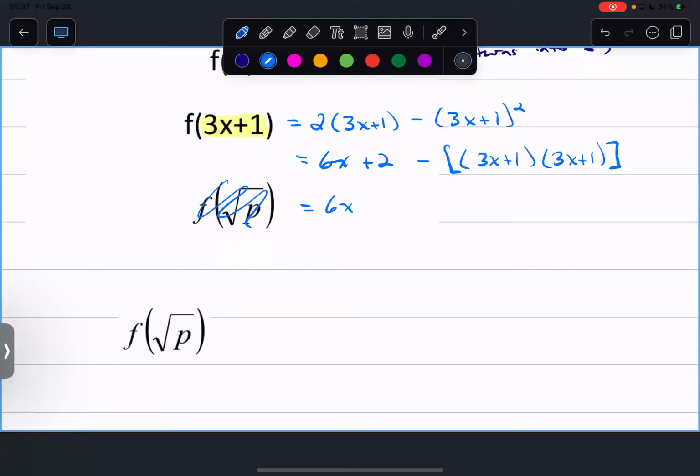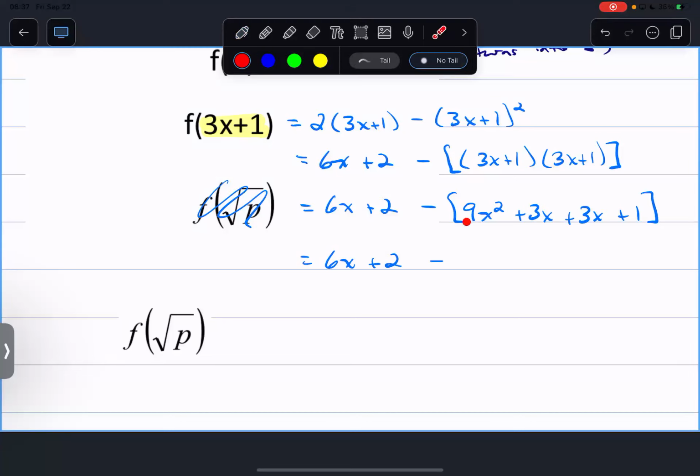So I've already simplified 6x plus 2 and then minus, and now I'm going to have 3x times 3x plus 3x times 1 plus 1 times 3x plus 1 times 1. So I get 9x squared, right, plus 3x plus 3x plus 1. I can simplify that, so I get 6x plus 2. Gonna get a little bit wild here. I'm going to bring in this negative, as well as combine like terms of 3x plus 3x, making 6x, right? So I'm gonna do that all in one go, and I get 9x squared minus 6x, right? 3x plus 3x makes 6x, but then subtract it and then minus 1.